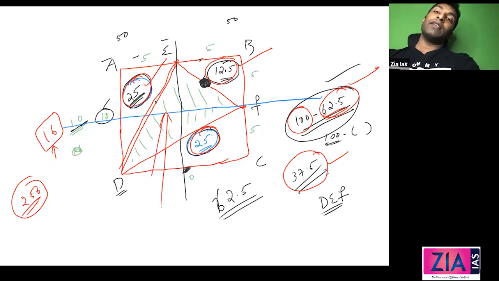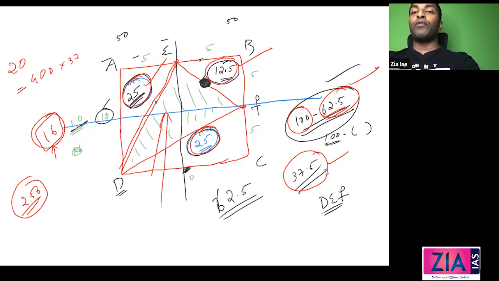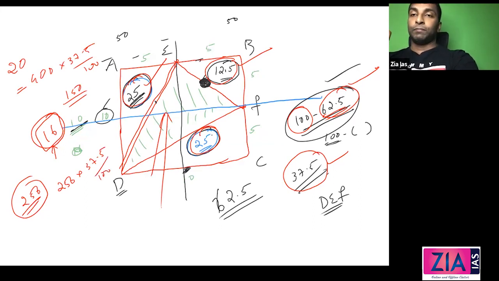Now it doesn't matter whether it is 16, 17, 18, 20 or whatever it is. If they're saying 20, the bigger square will be 400. So what I need to do is get 37.5% of this. Right? What will that be? 150. If it is 16, take 256 times 37.5% of that. I'll get it like that. Okay? So that is how.